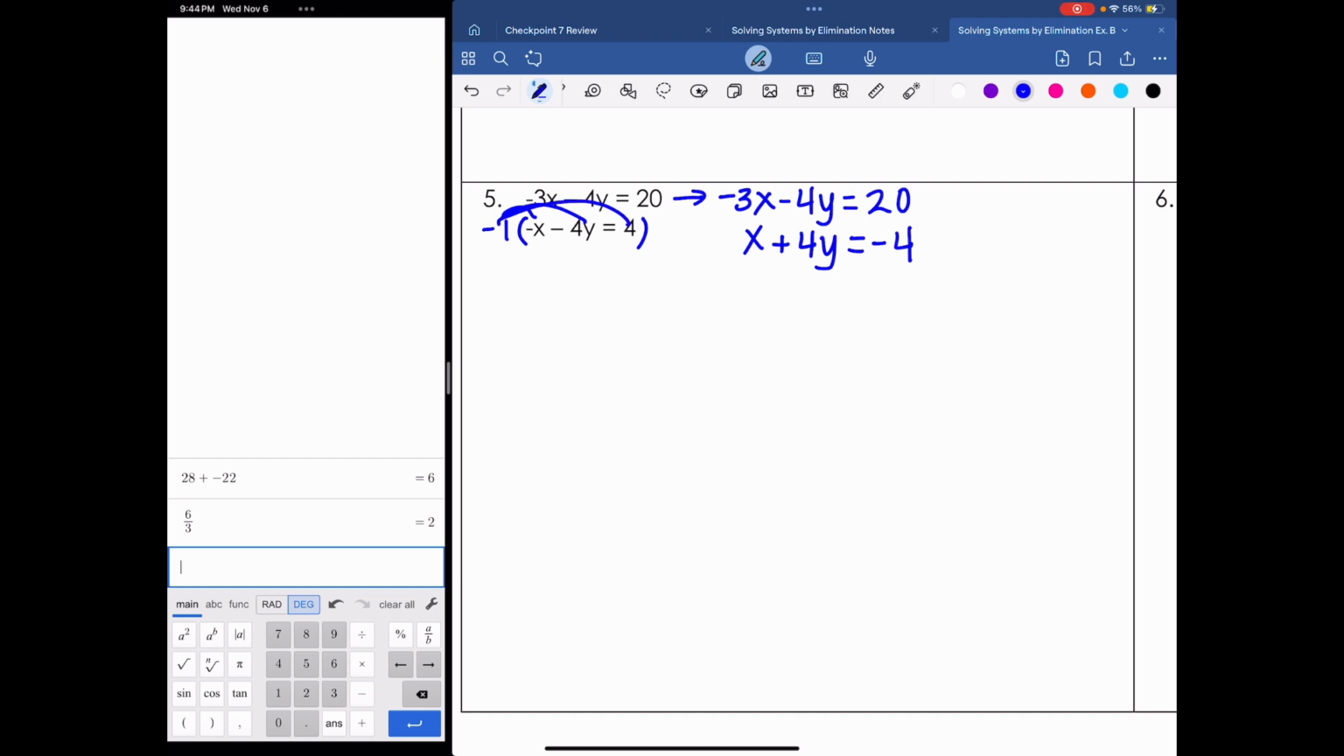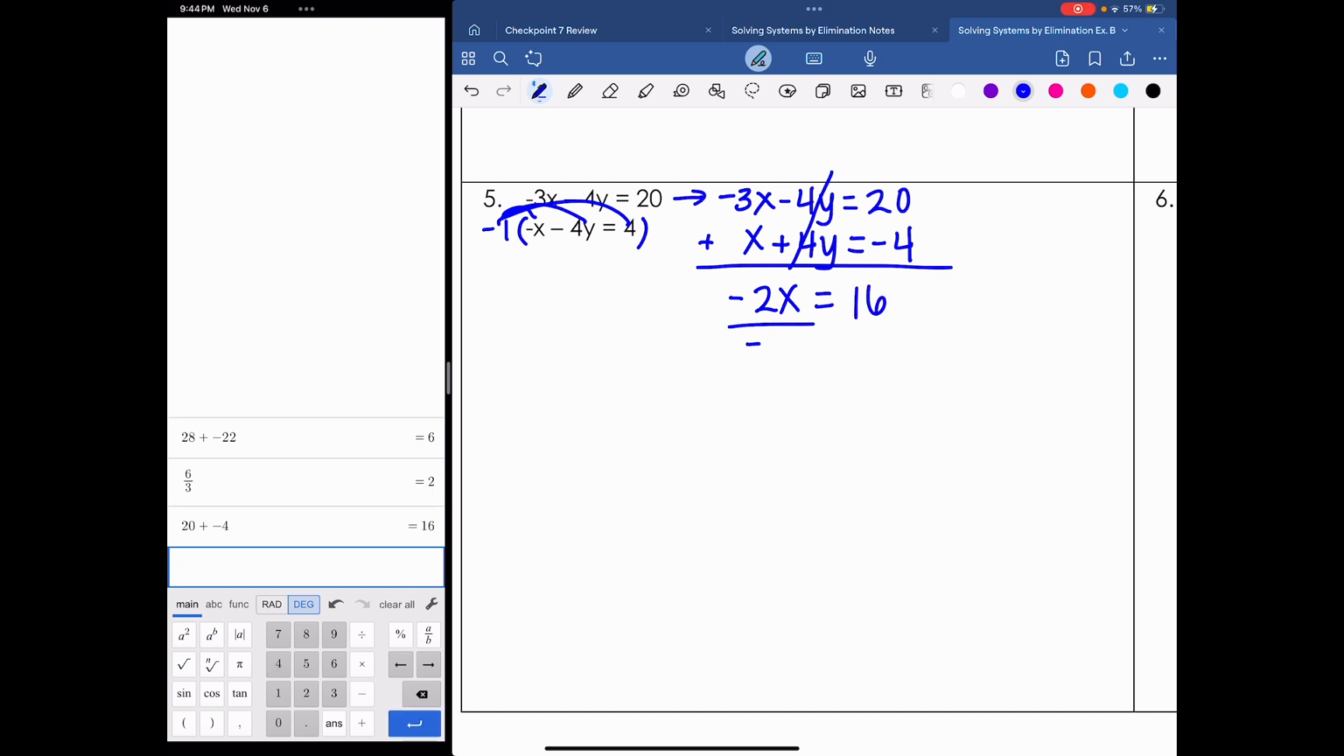Now you can see that we have gone ahead and created these opposite coefficients. So now we can go ahead and add these two terms together. So -3x plus 1x gives us -2x. -4y plus 4y cancels out. And 20 plus -4 ends up giving us 16.